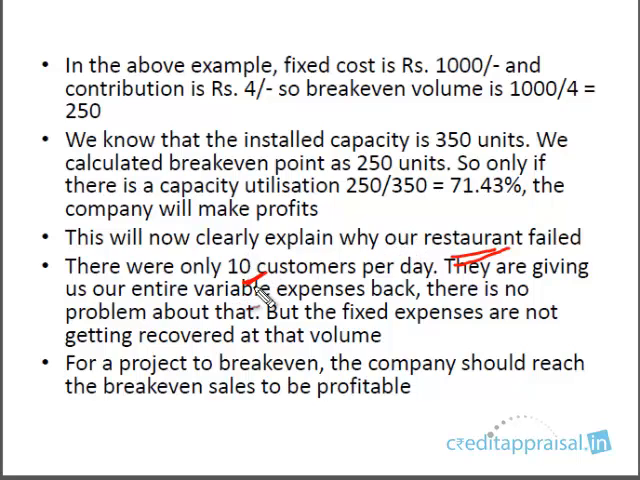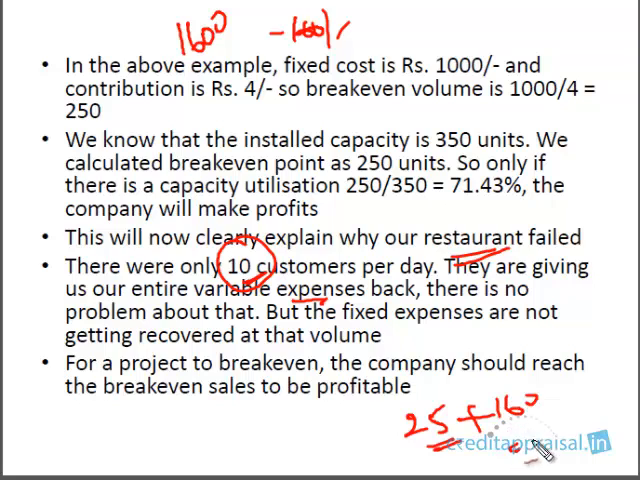Earlier there were only 10 customers, so they are giving us the variable expenses, the direct cost of 25, the material cost of 25, which is to be incurred for making a chapati. We are recovering that. There is no problem with the recovery of variable expenses. The problem is the fixed expenses. There we didn't have a large enough customer base. We had only 10 customers. So what we did, we spread that 1600 rent only over these 10 customers. So 160 per customer. That's why the cost of the roti was so high, right? And therefore the restaurant had to close.